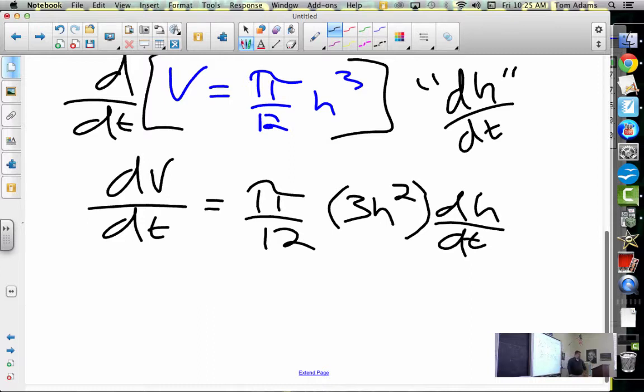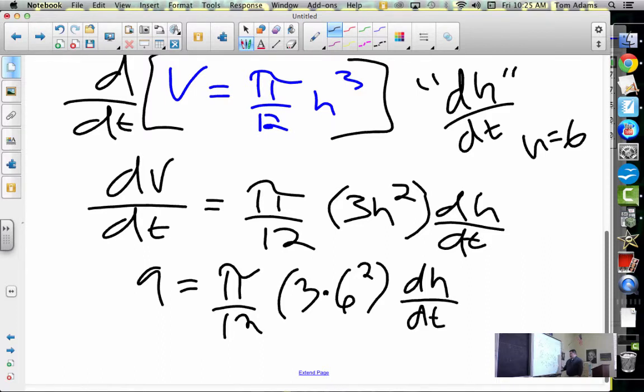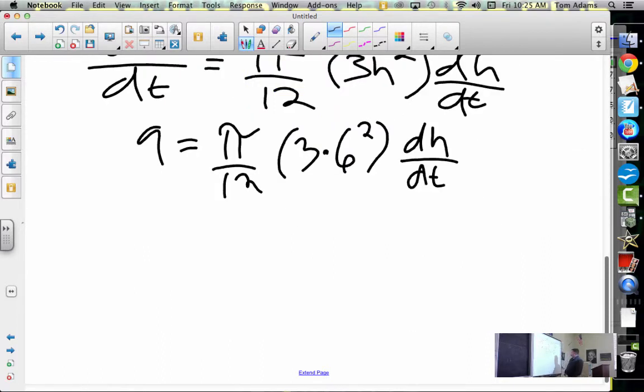And we were given what dV/dt was, right? What was dV/dt? 9. So I'm going to say 9 is equal to pi over 12 times 3, but we said that this occurs when h is equal to 6 at that point in time. So I'm going to say 6 squared times dh/dt. Now, 6 squared is 36. What's 36 times 3? 90 plus 18, is that 108? Yes. What's 108 divided by 12?